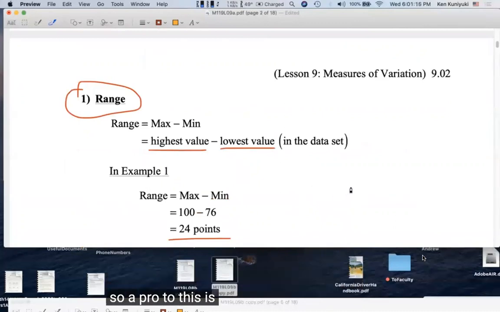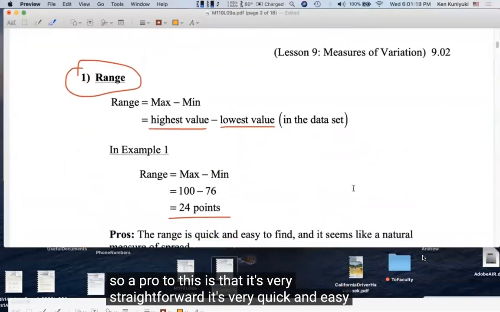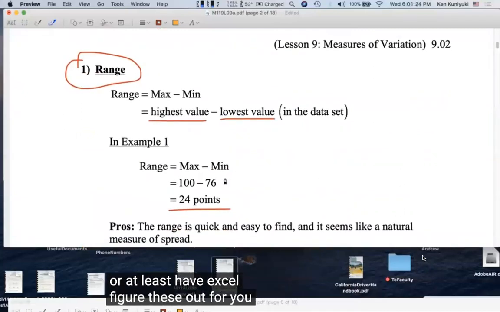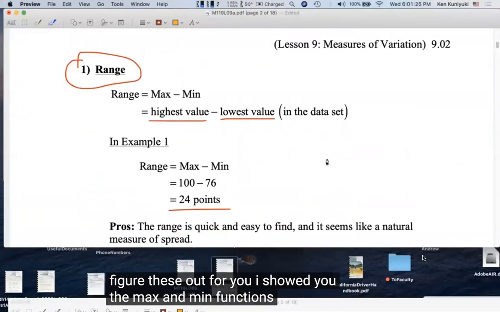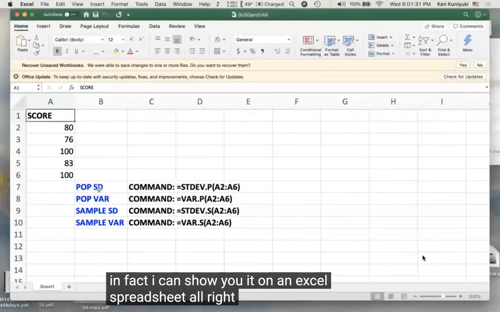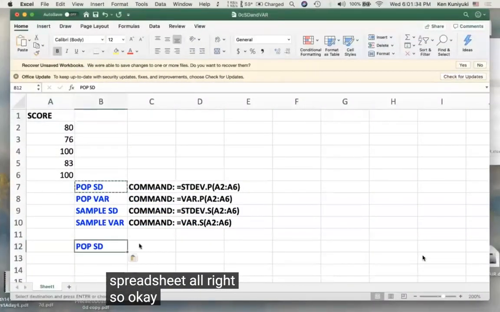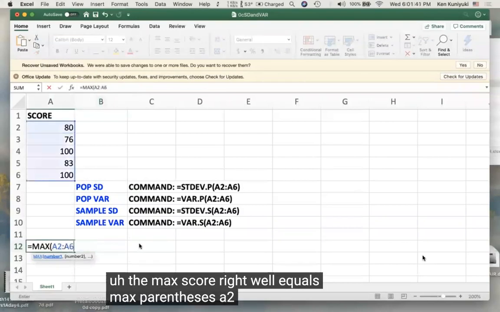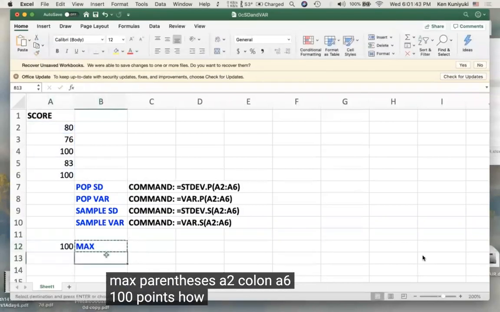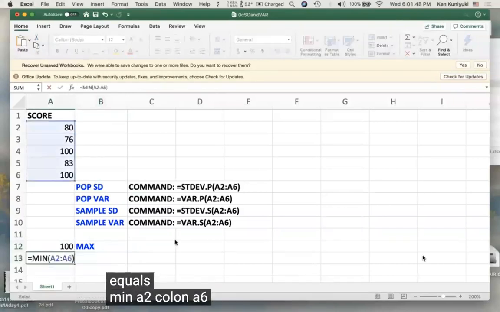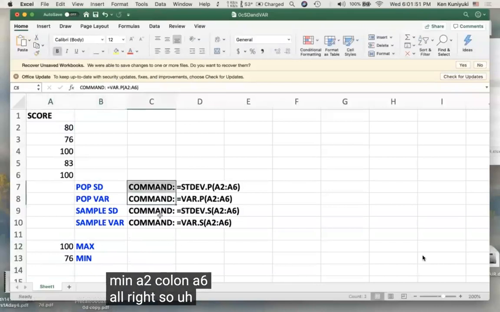So a pro to this is that it's very straightforward. It's very quick and easy, assuming that you can find these scores, or at least have Excel figure these out for you. I showed you the max and min functions. In fact, I can show you it on an Excel spreadsheet. Let's remember, how do you find the max score? Well, it equals max, parentheses, A2 colon A6, 100 points. How do you find the min? Equals min, A2 colon A6. So those would be the commands.